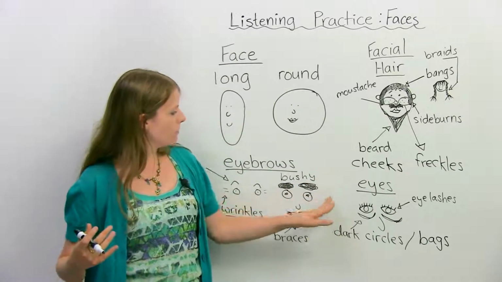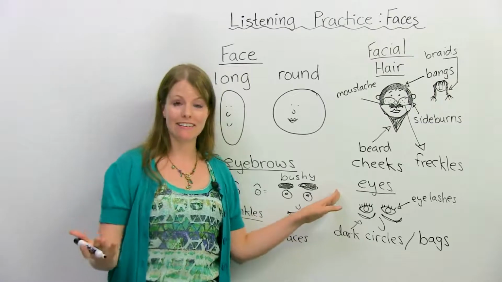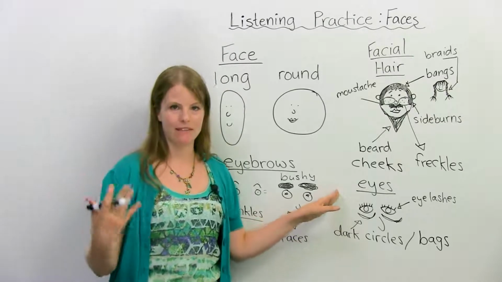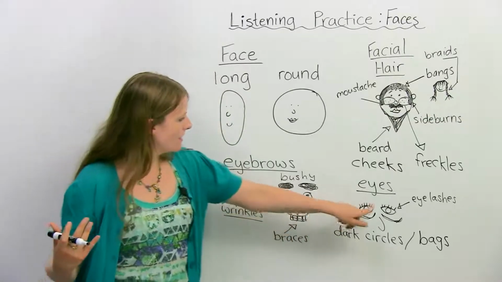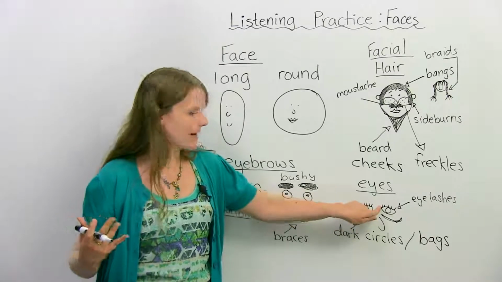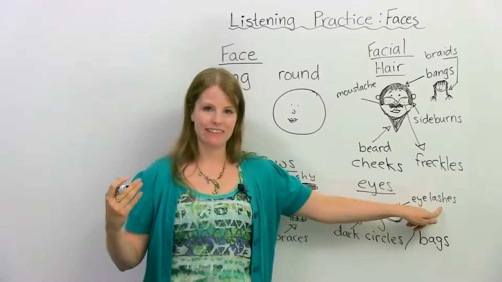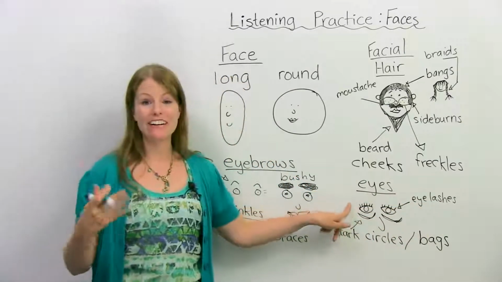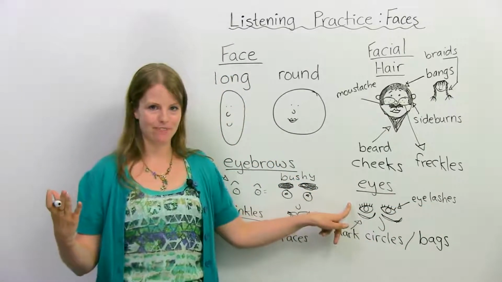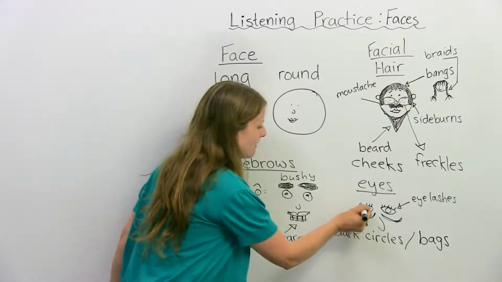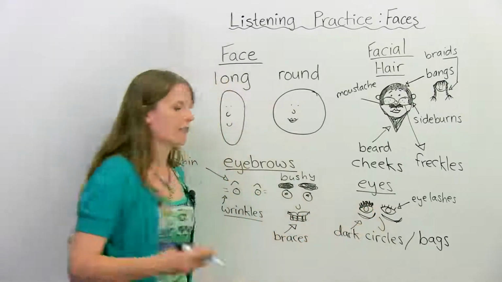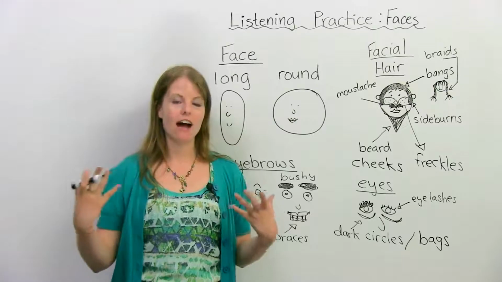Okay, now I've also talked a little bit about eyes, and in this listening activity, you'll be hearing some things about eyes. These parts of the eyes, the hairy part, we call those eyelashes. So this person has very long eyelashes, okay? Maybe if I add even more, now they're very thick, long eyelashes.